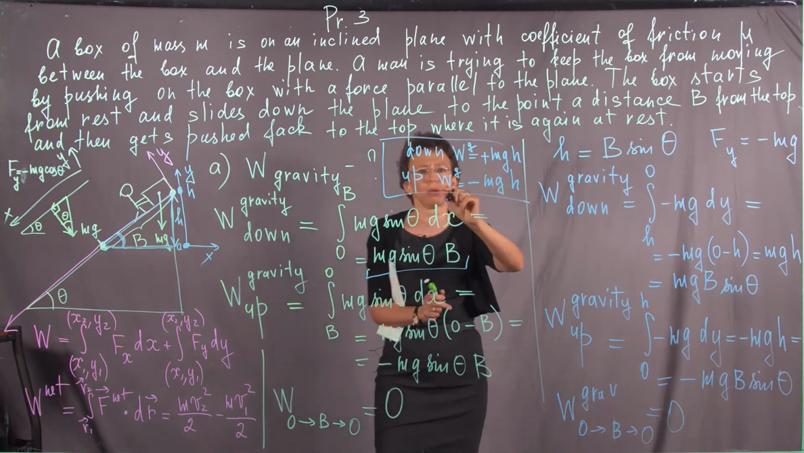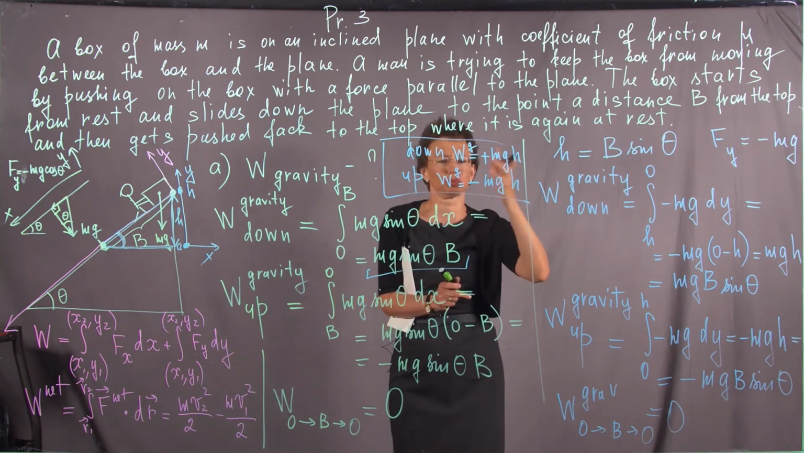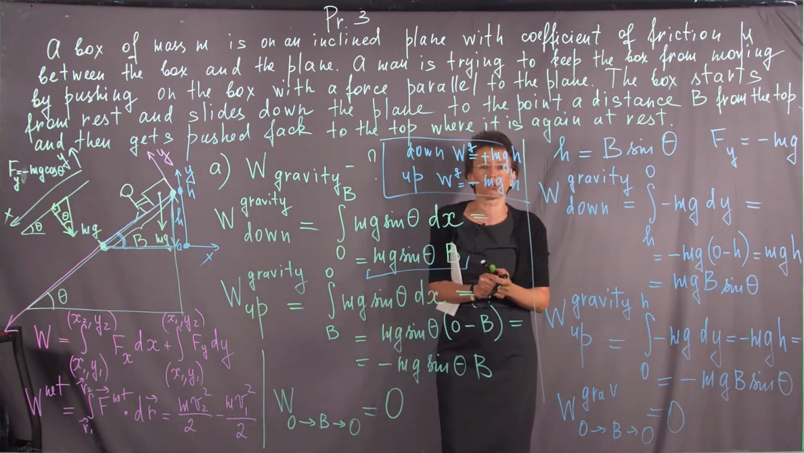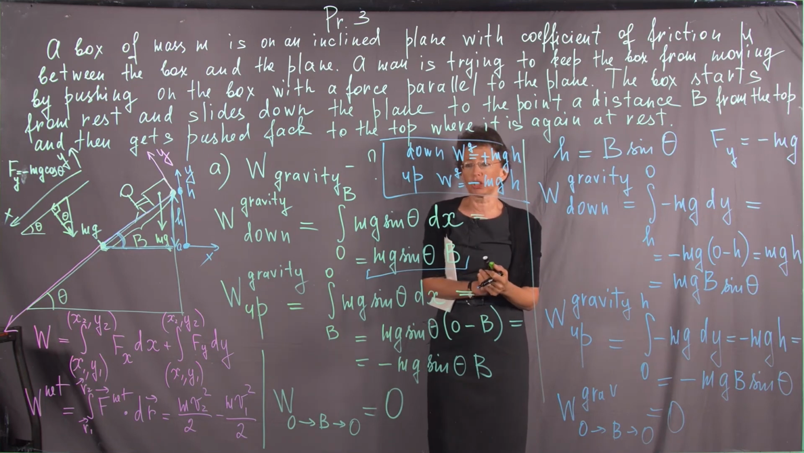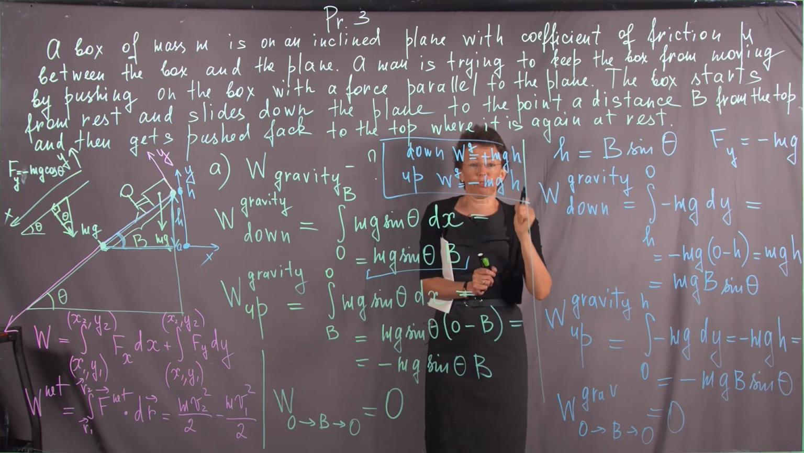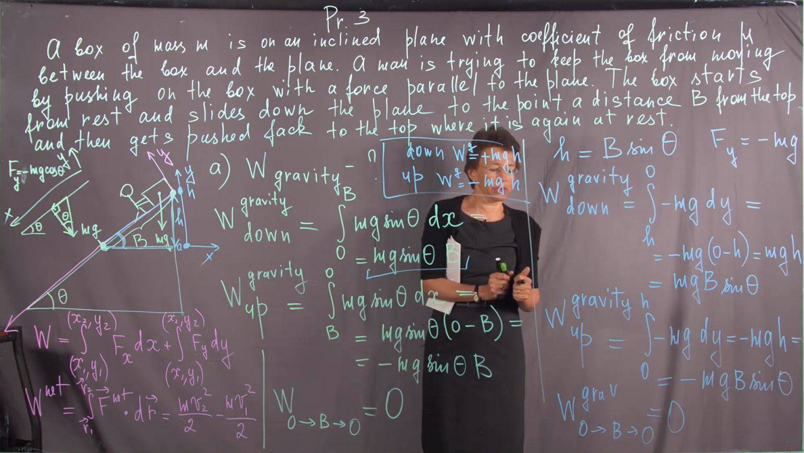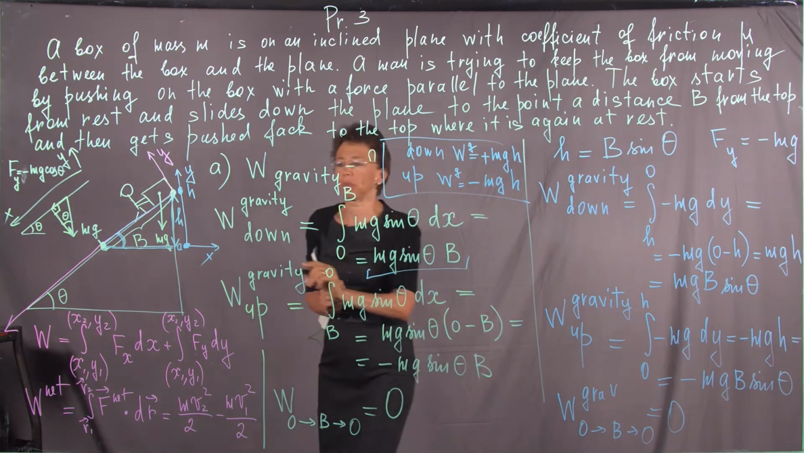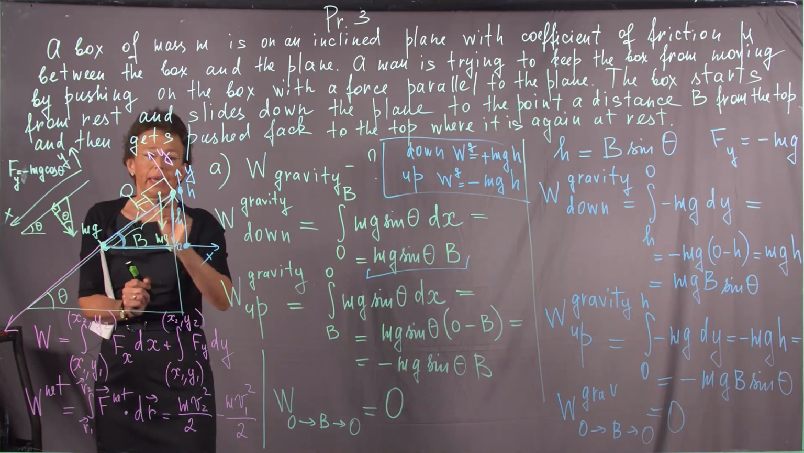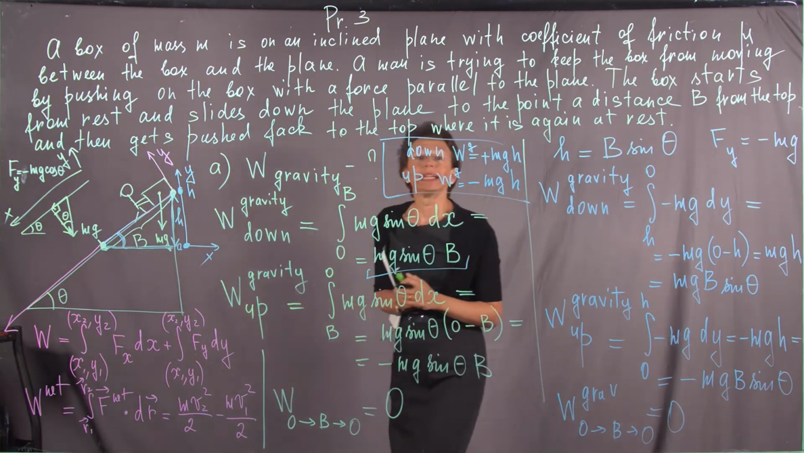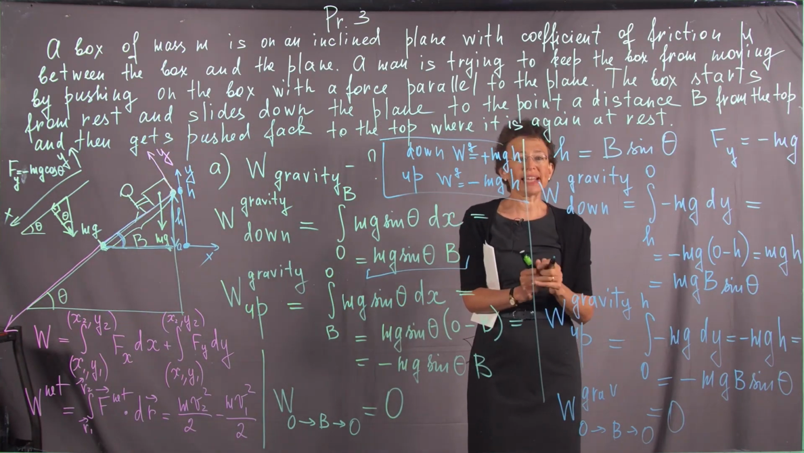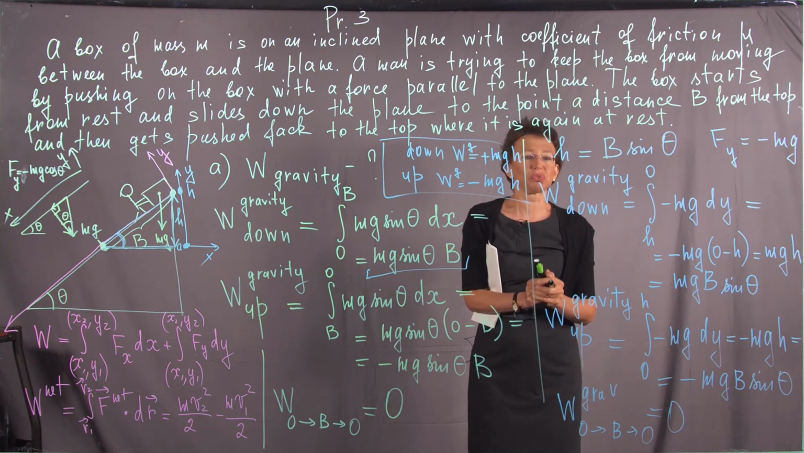So just to double check, can we do it without taking integrals because the force is constant? Yes, we can do it. So we answered the first question in this problem. What is work done by the force of gravity for the round trip from 0 to b and back to 0? Next question. For the next question, we will work with the force of friction.